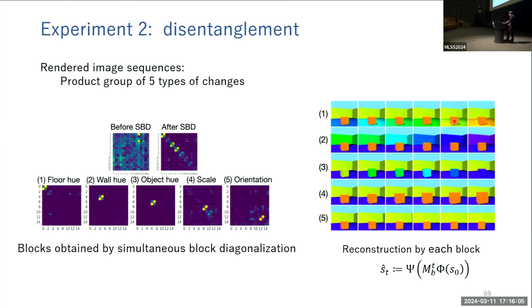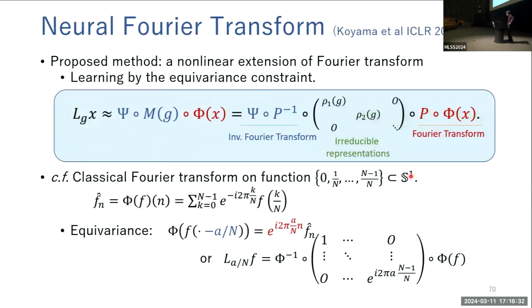So this means that by group representation theory, we can extract the irreducible component which corresponds to some meaningful factor of the change of the images, or action on the images. As a final topic, we want to relate this apparatus of representation learning with the Fourier transform.